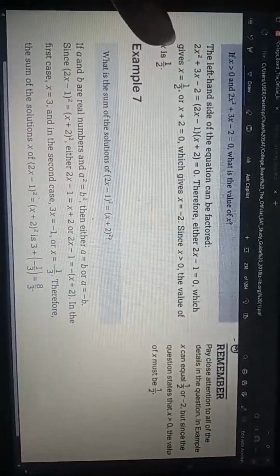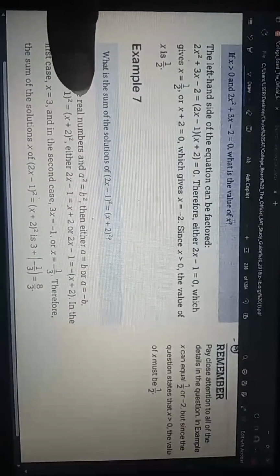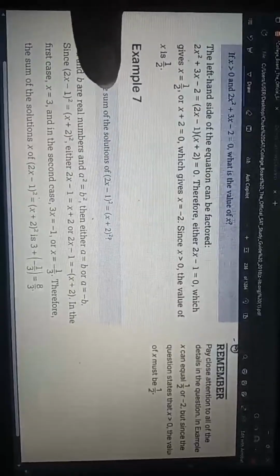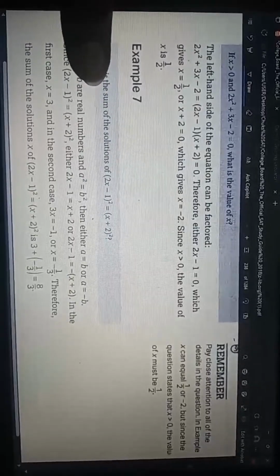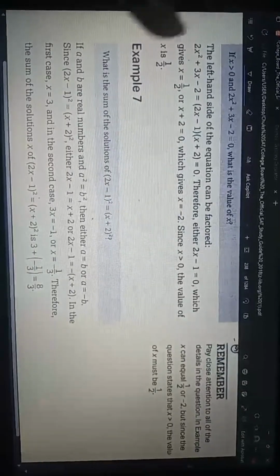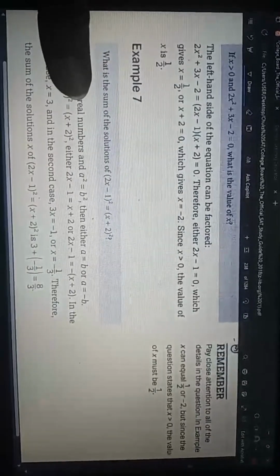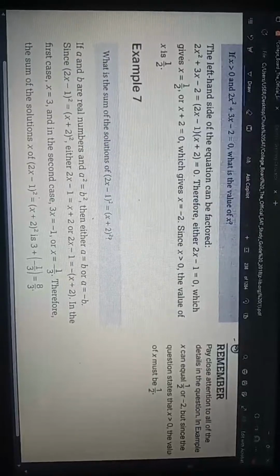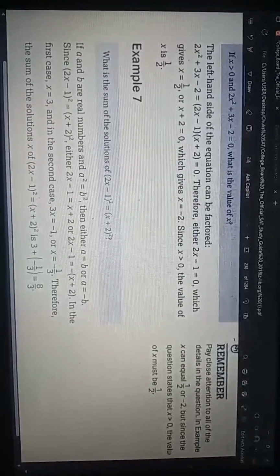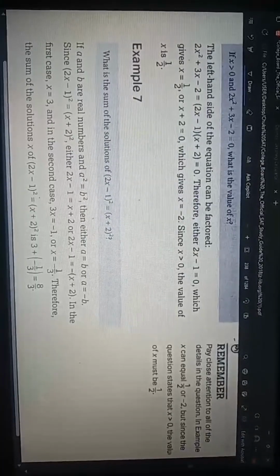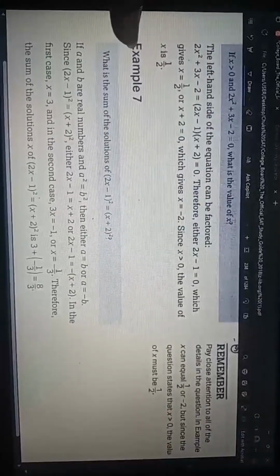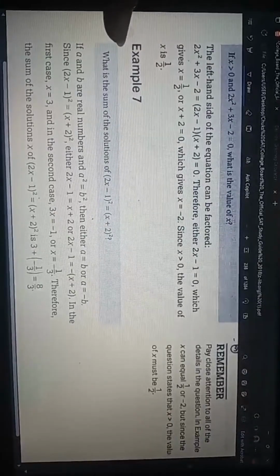What do you think about this question? It says, what is the sum of the solutions of that equation right there? (2x minus 1) squared is equal to (x plus 2) squared. What do you think will be the sum of the solutions in this equation? Is this something you can easily walk through? Is this something challenging? What will be your thought process in solving this question here, example 7?